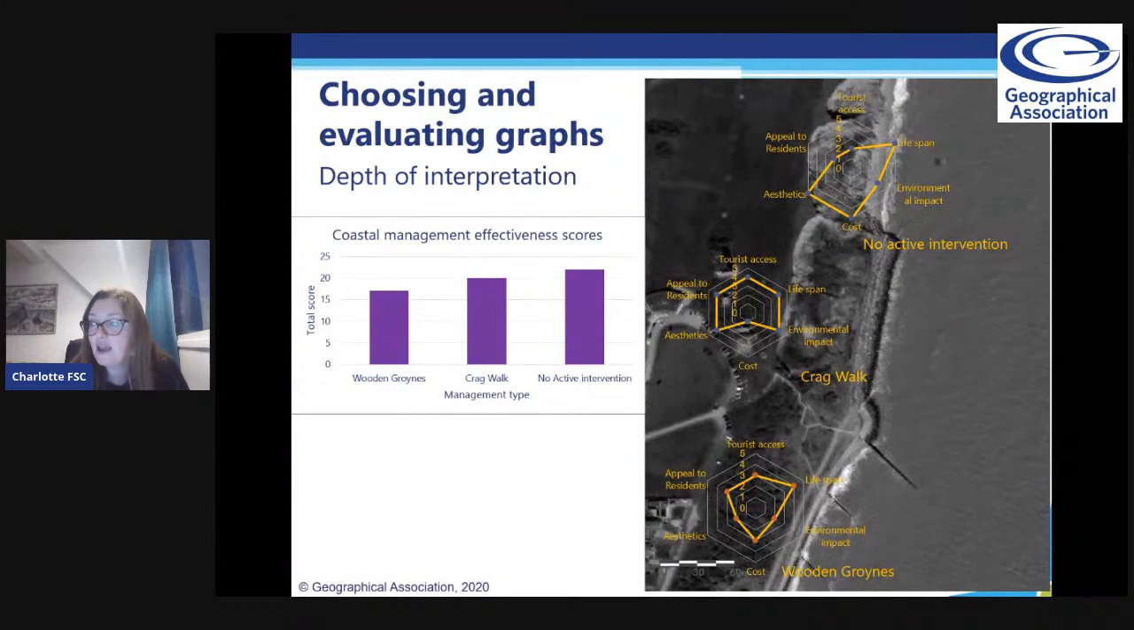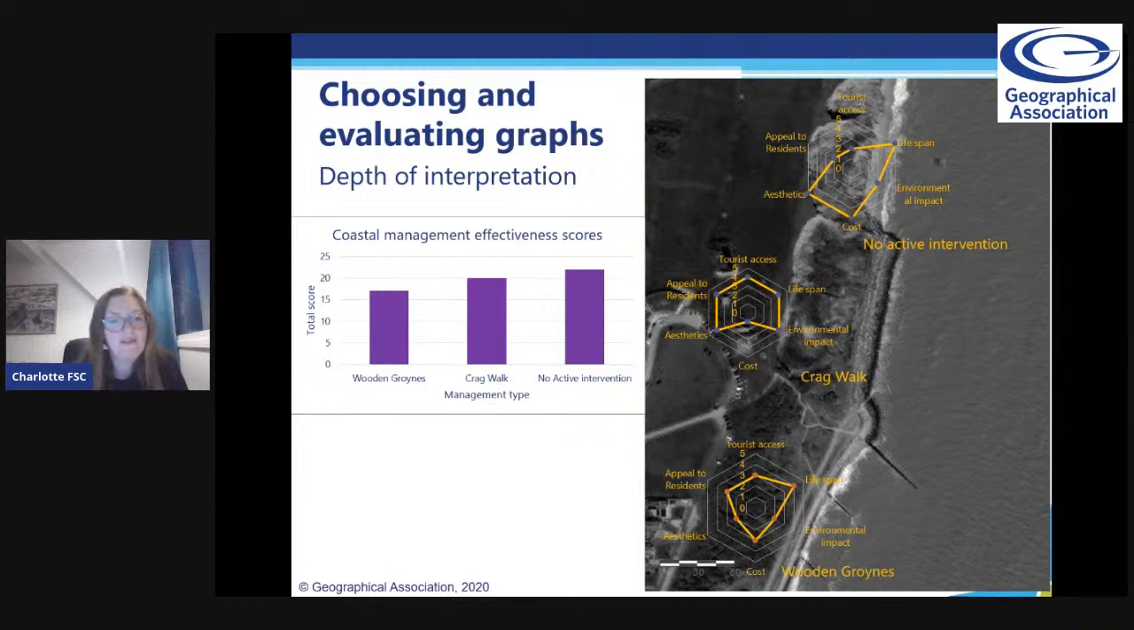And then the internal axes, if you like: each step on the radar is the score that we've given it from 0 to 5. So 0 is a low score, 5 is a high score, showing they are very effective. So for example, if I was to give a management option an aesthetic score of 5, I would be saying that it's very effective in terms of how it looks. It's in keeping with the area, it looks nice on the coast, good for tourists, that sort of thing. So that's how you read them.